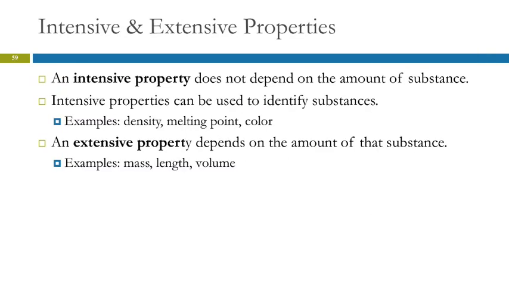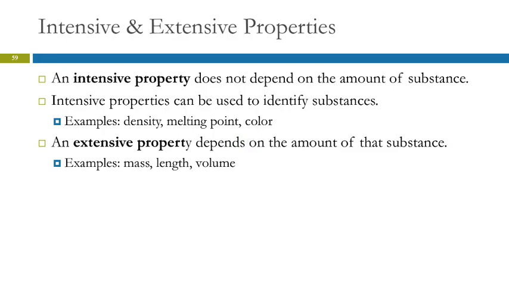That brings us to intensive versus extensive properties. So an intensive property does not depend on how much substance you're looking at. You could think of this as an intrinsic property. It's something that's innate to that substance. It doesn't matter if you have a little bit of it or a truckload full. And we can use intensive properties to help us identify substances. Examples of these sorts of properties include density, melting point, and color.